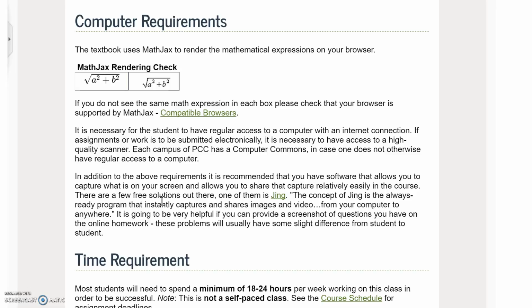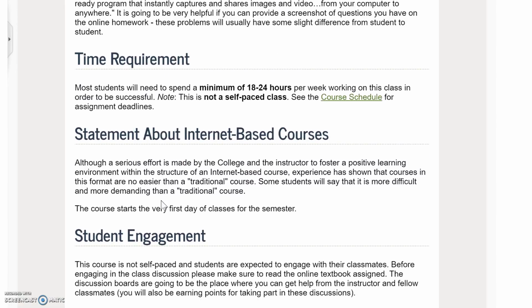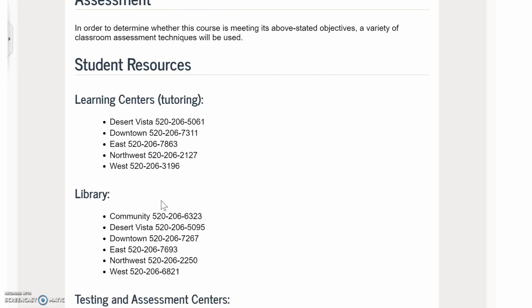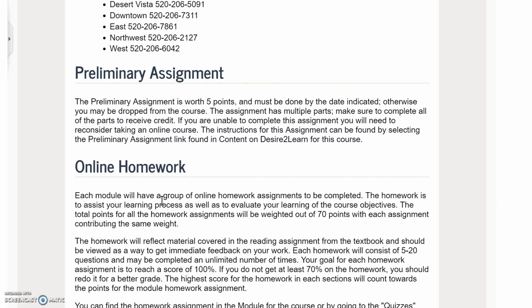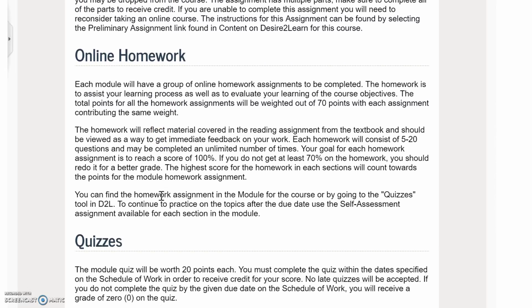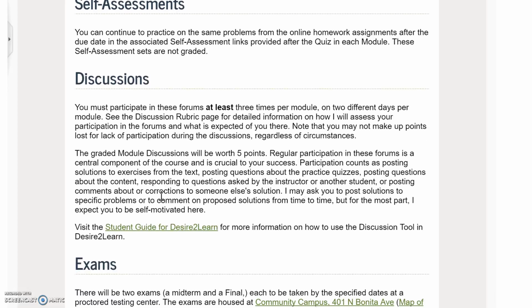So make sure that you do have access to a PC when needed to be able to submit certain assignments. The part that I want to talk about next is the exams.